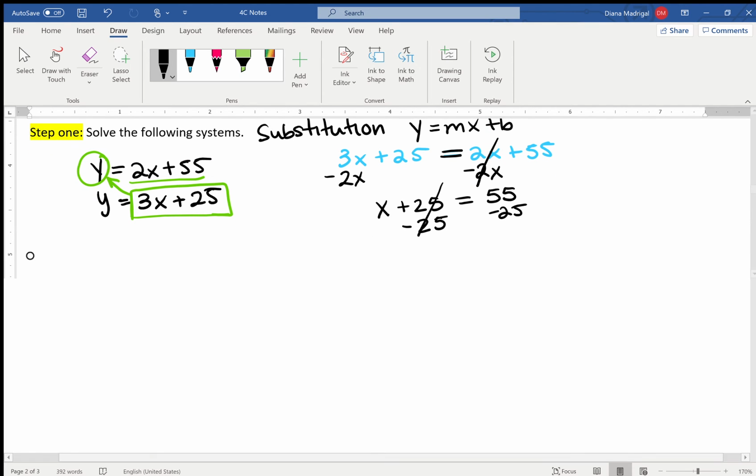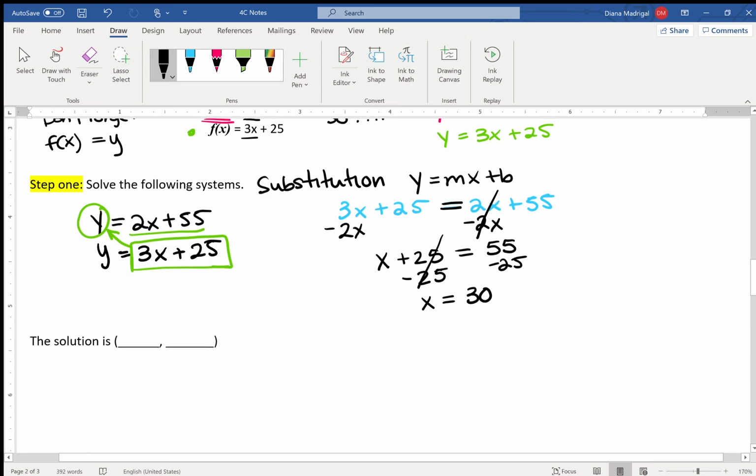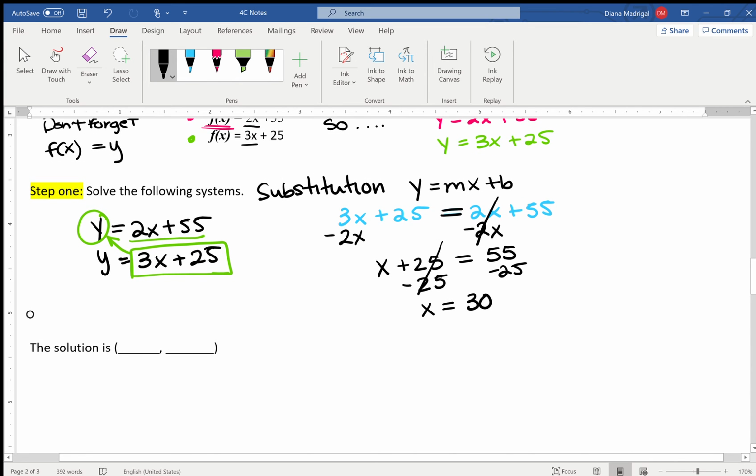So that means I have x equals, well, 55 minus 25 is 30. But remember, we are not done. To find the solution of systems, we need to write it as a coordinate point. So what I'm missing, again, is your y value. Because I already found x, I am able to plug it into either of the two equations that I have. I can plug it into the 2x plus 55 for T-Mobile or 3x plus 25 for Cricket. It doesn't matter which one you do. So I'm going to do the first one.